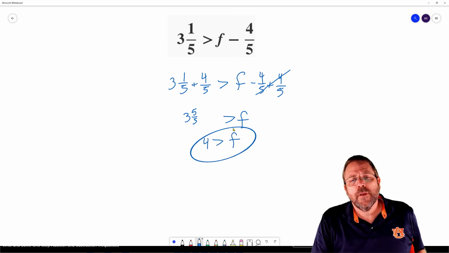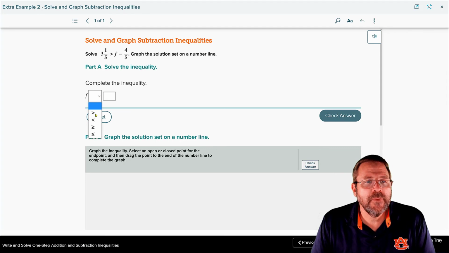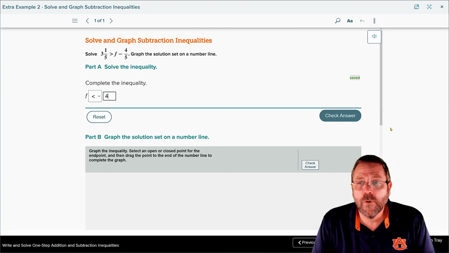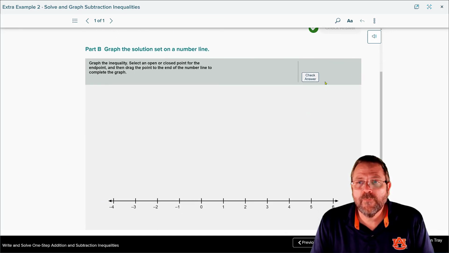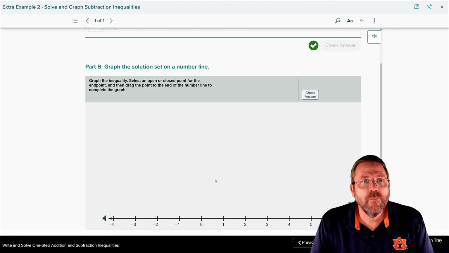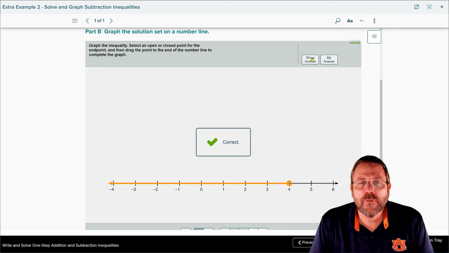So we know that our solution is going to be 4 is greater than f, which means then that f would have to be less than or smaller than 4. Check that. That checks. Scroll down here to graph it. We're going to plug in an open circle on 4. F is smaller than it, so from 4 we're going to go all the way to the left, let go, and our answer checks. That's all there is to doing these things.